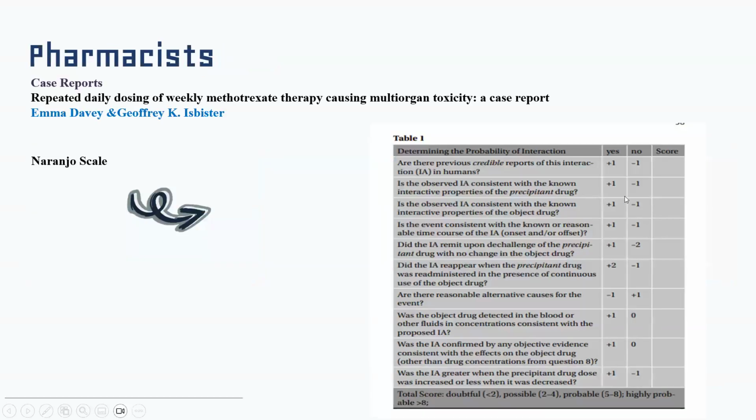And coming to what a pharmacist can report, here is the example that I wanted to give you all, which is a quality assurance case report, where a weekly methotrexate dose was administered daily, resulting in multi-organ toxicity. Reporting such cases will create awareness among clinicians to keep a check on how the patient is administering the drug, and how important counseling is to make sure that the drugs are taken appropriately.